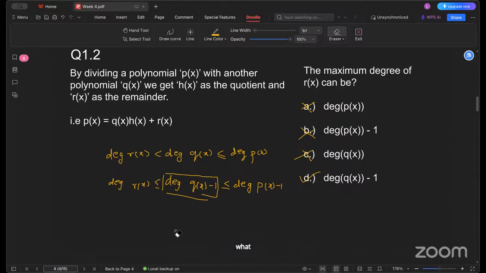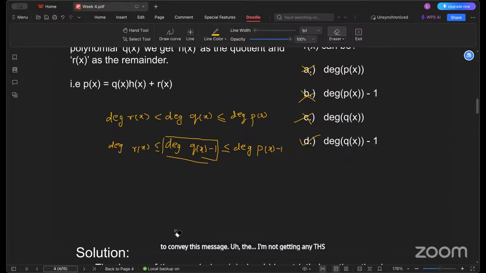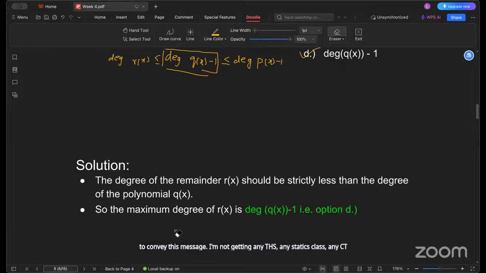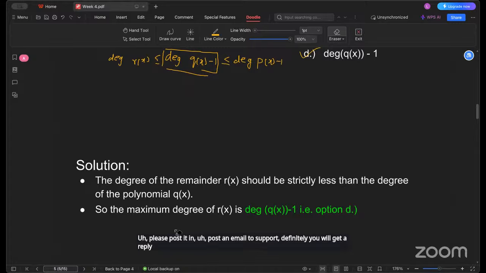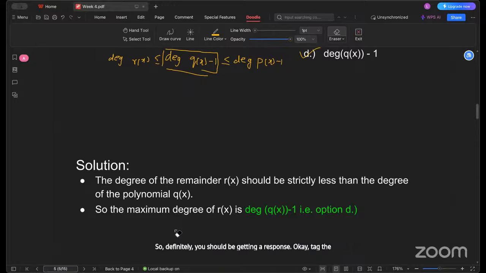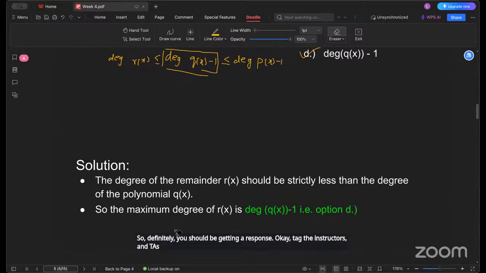What do you want to convey? I'm not getting any TA session, any statistics class, any CT class. No, nothing. Please post an email to support. Definitely you will get a reply. Also maybe put a message in a discourse post, so definitely you should be getting a response. Tag the instructors and TAs. Definitely you should get a response quickly.